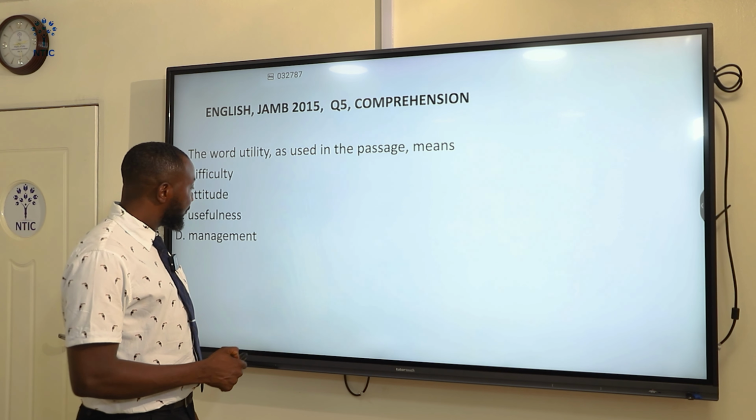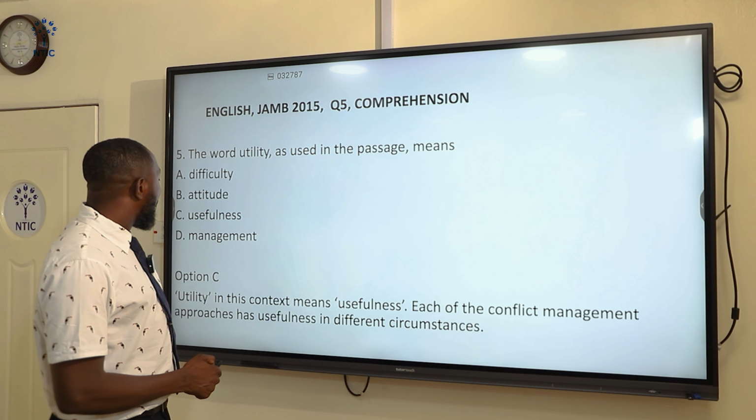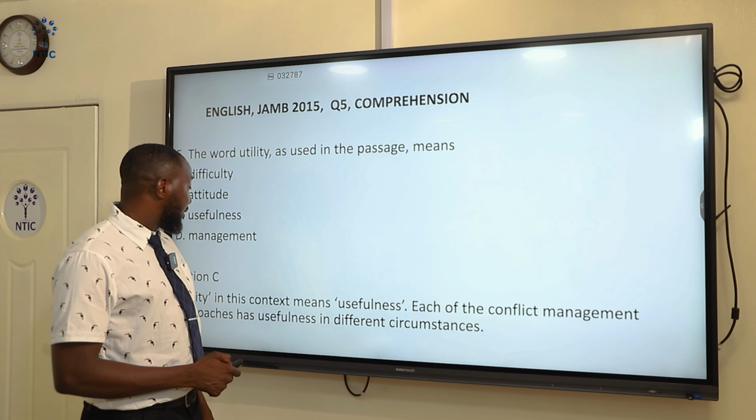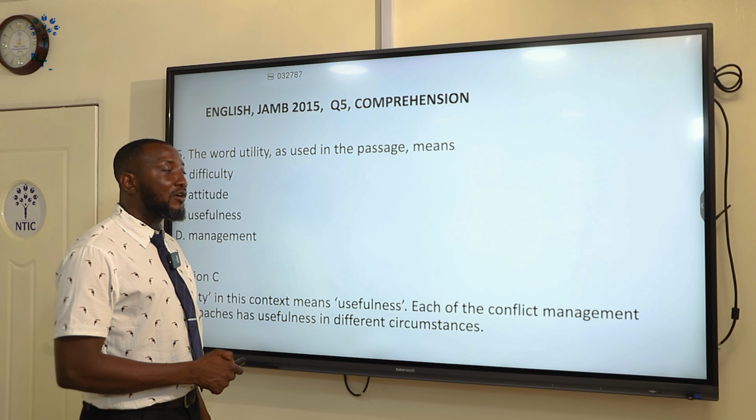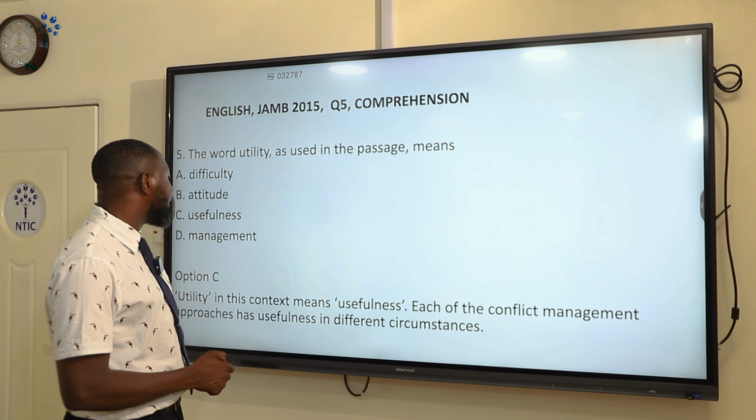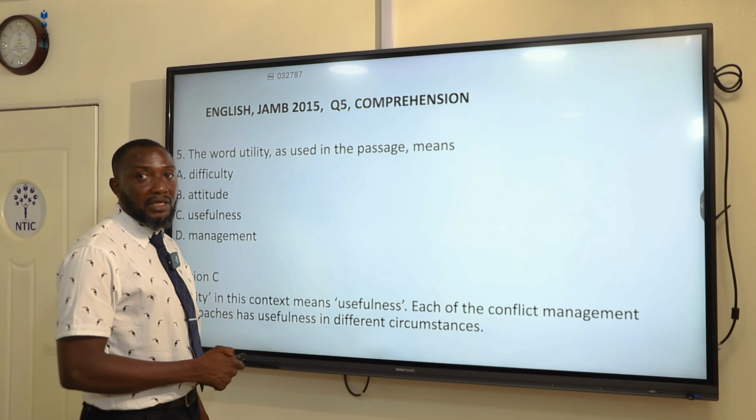Number 5, the word utility as used in the passage means: A, difficulty; B, attitude; C, usefulness; D, management. Option C is the correct answer. Utility in this context means usefulness. Each of the conflict management approaches has usefulness in different circumstances.